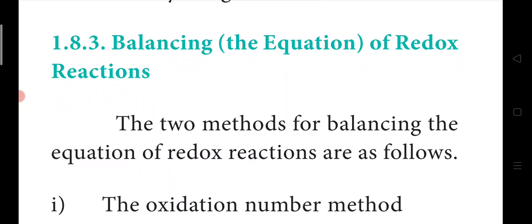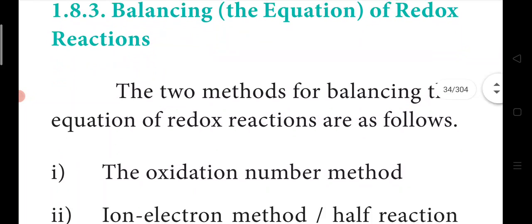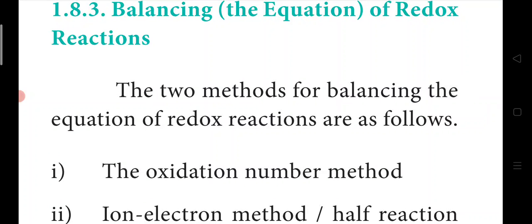So, in the last class, we were discussing the redox reaction. So what is meant by redox reaction? What are the different types of redox reactions we saw in the last class? Today we are going to see how to balance those redox reactions. We know how to balance a normal chemical reaction, yes or no? But today we are going to see how to balance a redox reaction.